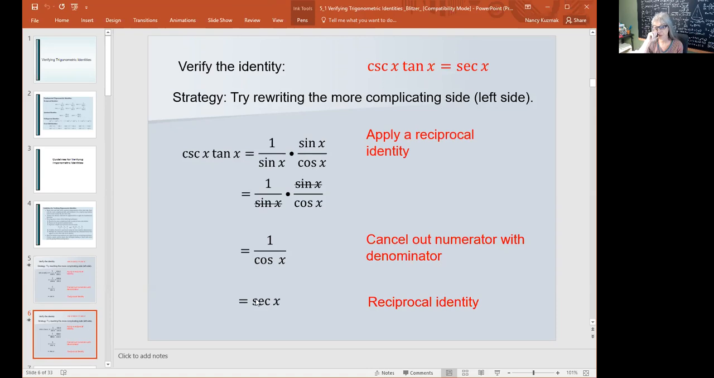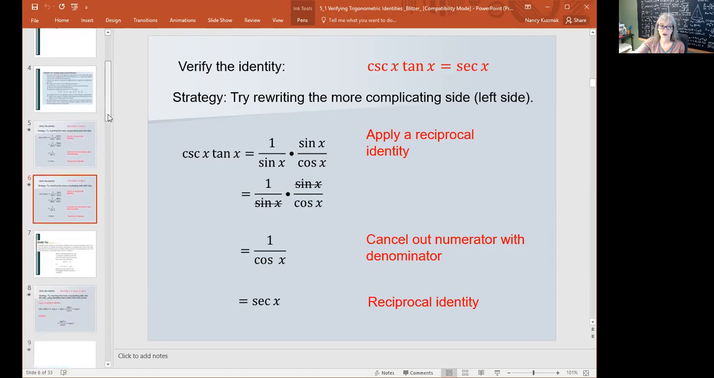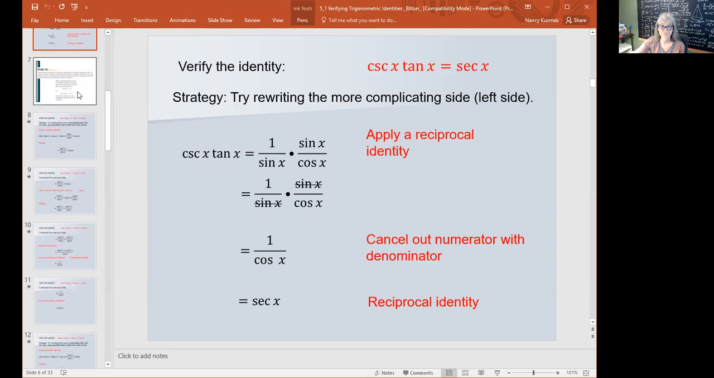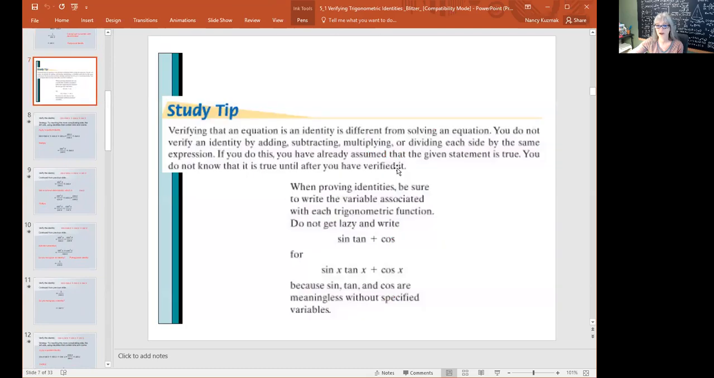Okay? So remember, you're only working on one side. What will happen is if you work on two, like let's say you change this to 1 over the cosine, sometimes it will become so complicated and so crazy. You just want to prove one side equals the other side. All right, so we're going to do a lot in this section. So let's look at a tip.